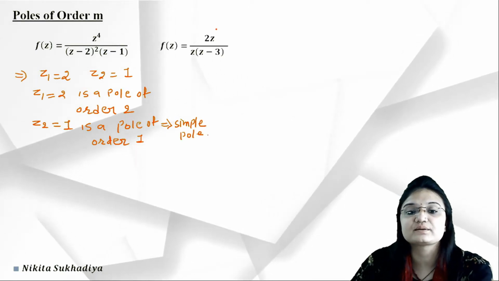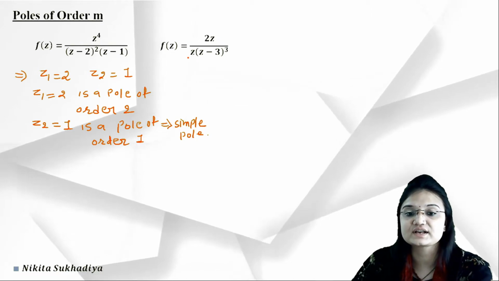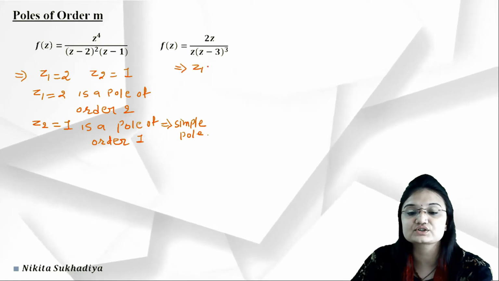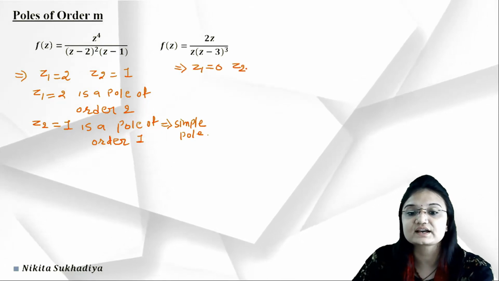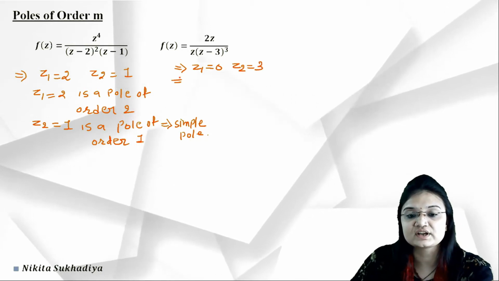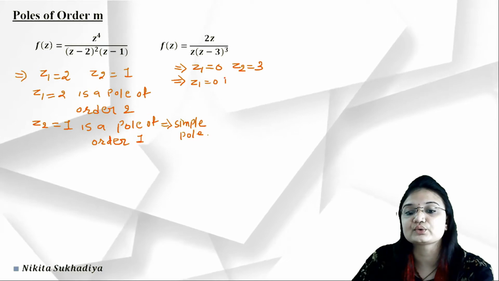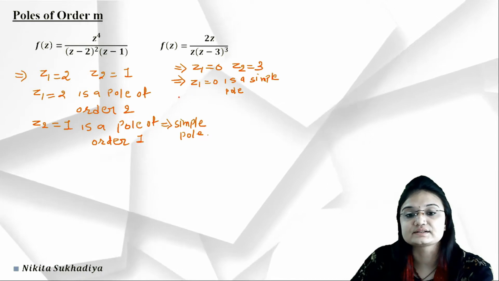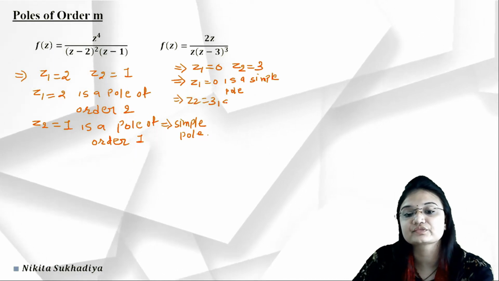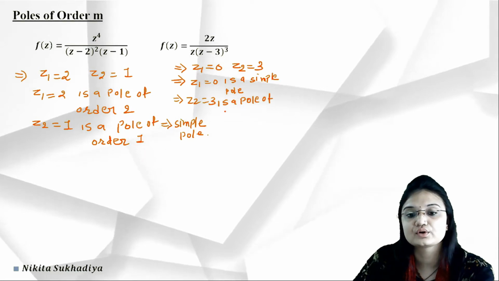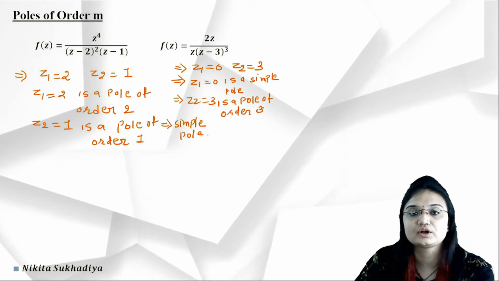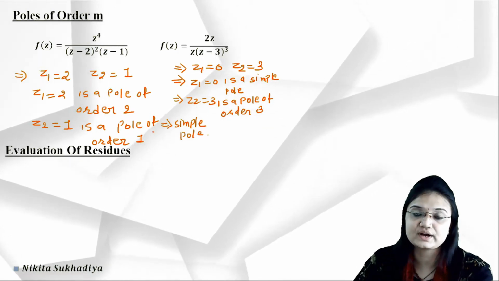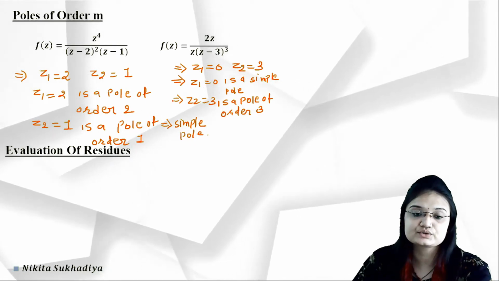Second, for example, f of z is equal to 2z upon z into (z minus 3) whole cube. So here we have two poles. First one is z1 is equal to 0 and second one z2 is equal to 3. So we can say that z1 is equal to 0 is a simple pole and z2 is equal to 3 is a pole of order 3.